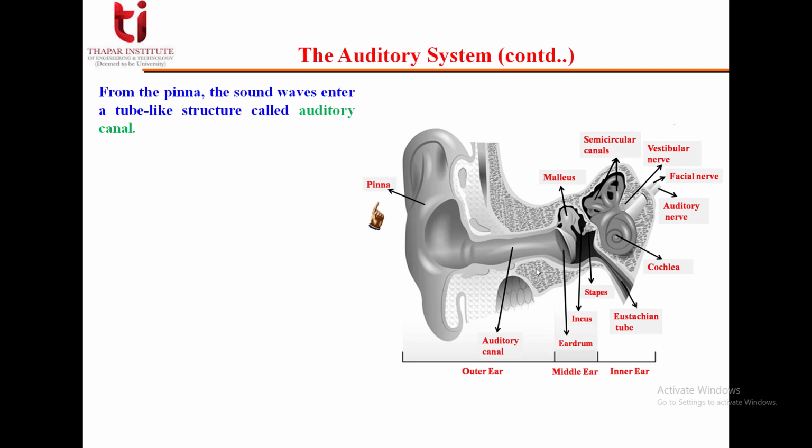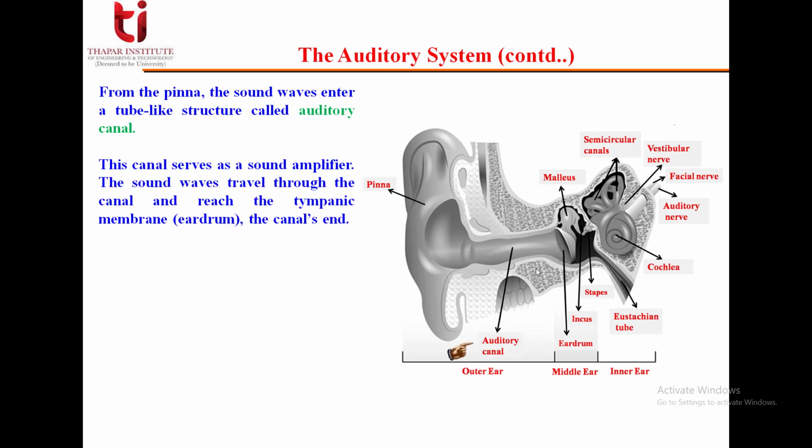From the pinna, the sound waves enter a tube-like structure that is the auditory canal. You can see in the diagram, it is a kind of tube-like structure which is known as auditory canal. This canal serves as a sound amplifier. The sound waves travel through the canal and finally reach the tympanic membrane, which is also known as the eardrum. It is the canal's end. Basically it is the end of the outer ear.